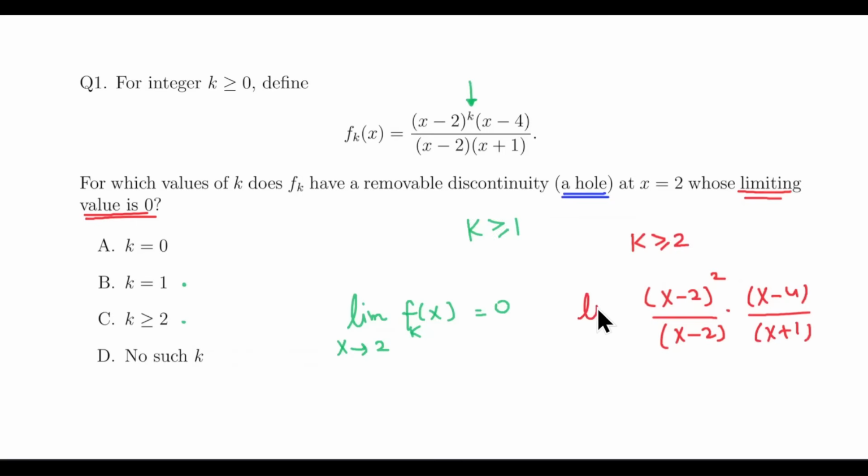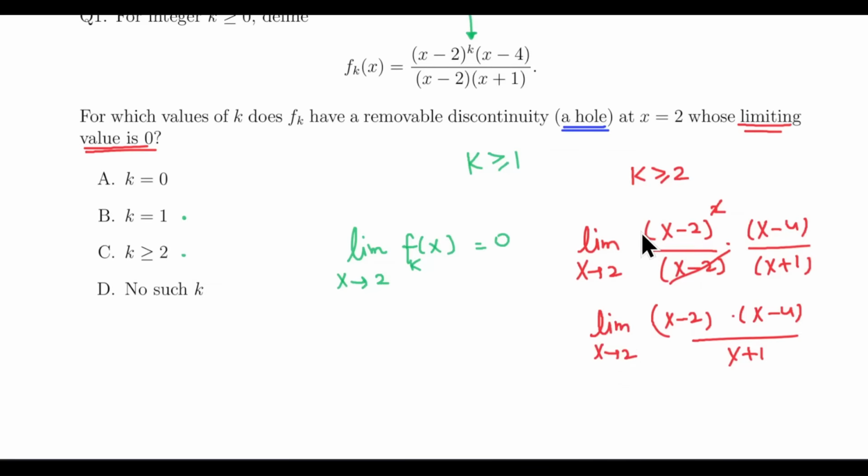and I do the limit as x approaches 2, then remember that one of these factors will be cancelled. So I'm left with x minus 2 times x minus 4 over x plus 1. And the moment I put in x approaching 2, 2 minus 2 is 0, and the limiting value will approach 0. That's what they wanted to say. So the answer is k greater than or equal to 2.